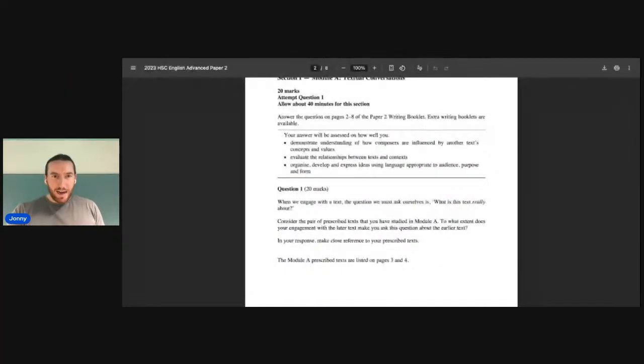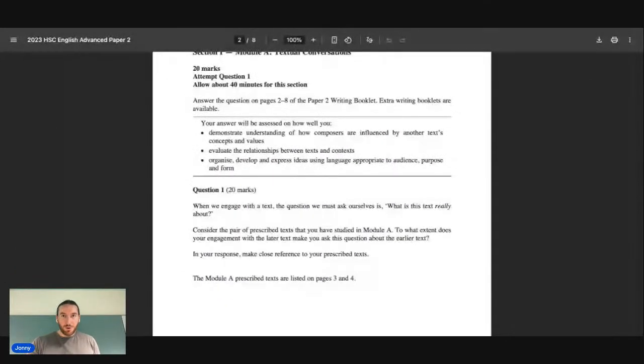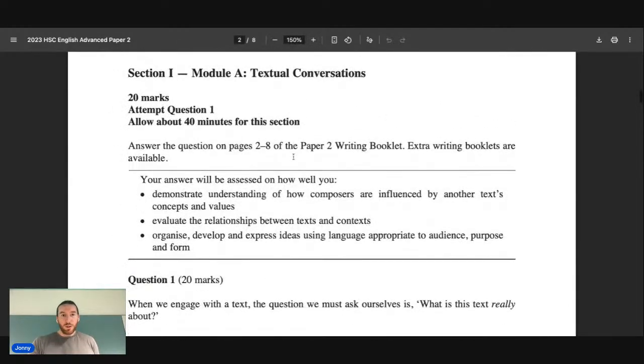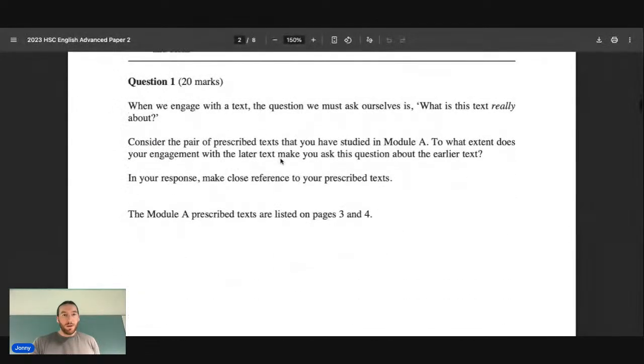So just sharing now the question that I was referring to before. So here's an example of an essay question. This is module A, textual conversations. Question 1 here. When we engage with a text, the question we must ask ourselves is, what is this text really about? Consider the pair of prescribed texts that you have studied. To what extent does your engagement with the later text make you ask this question about the earlier text?